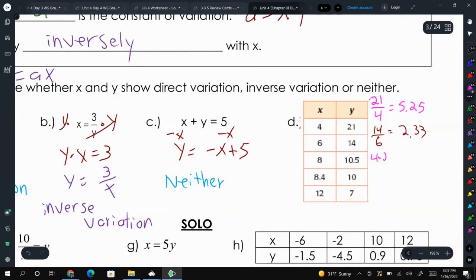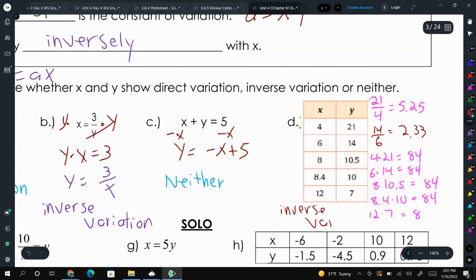4 times 21 is 84. 6 times 14 is 84. 8 times 10.5 is 84. 8.4 times 10 is 84. And 12 times 7 is 84. So since all of these are equal to 84, the same number, this is inverse variation. If just even one of those was not the same, then we could not say that this was inverse variation.